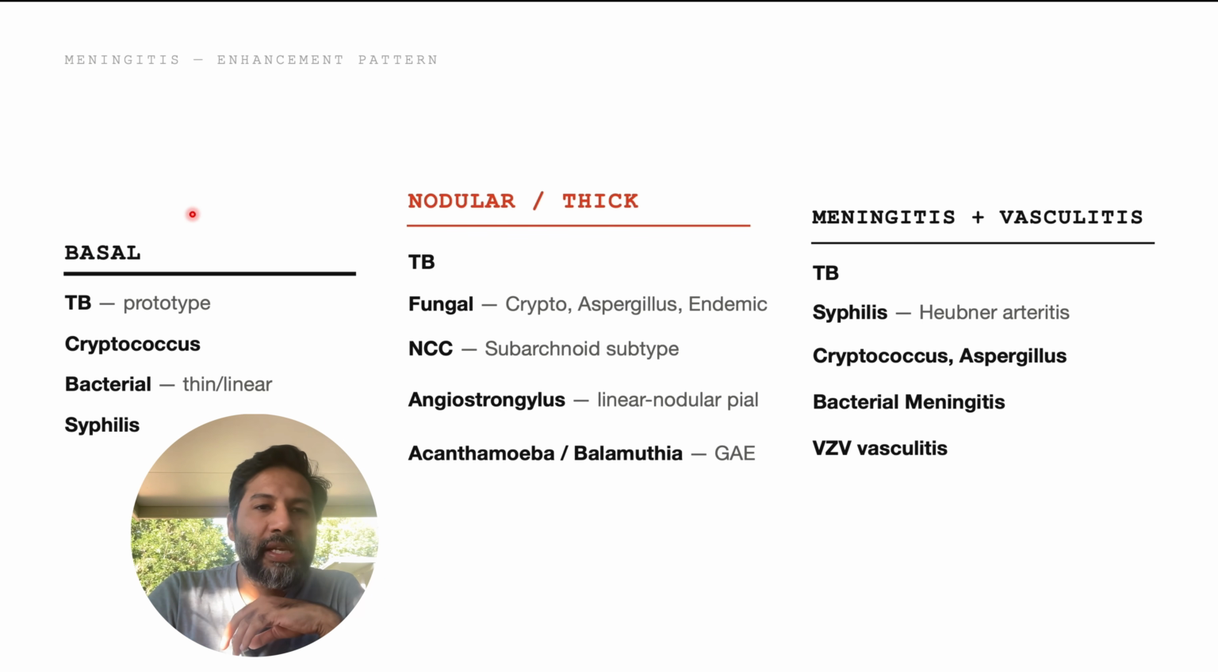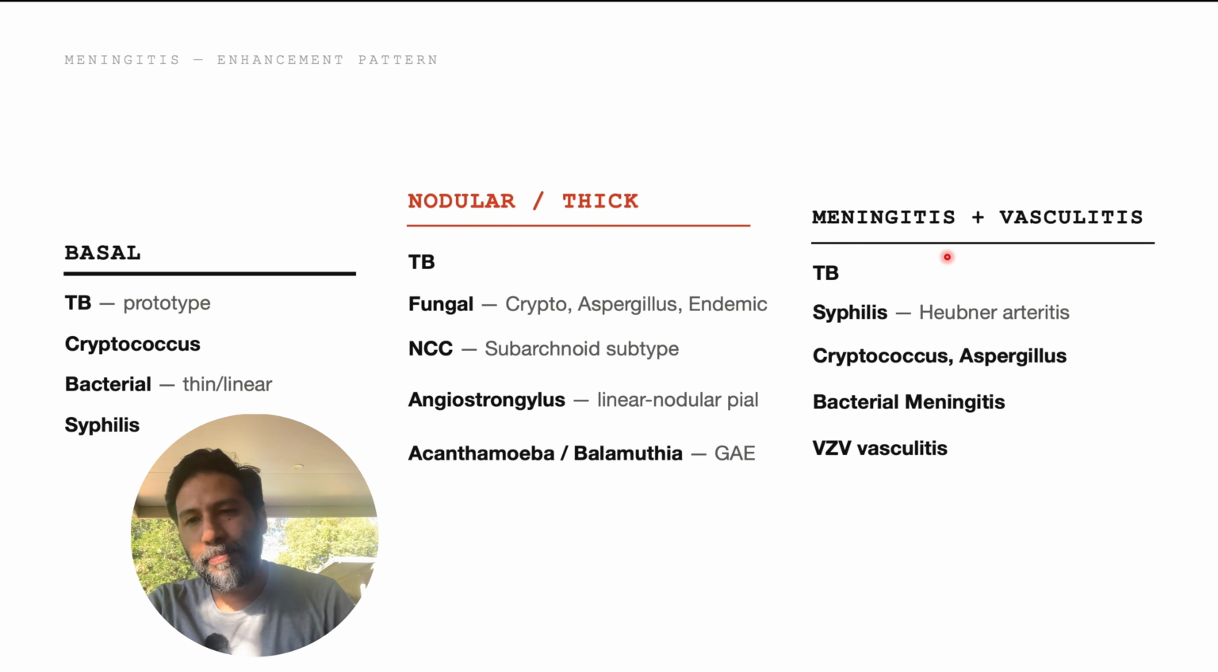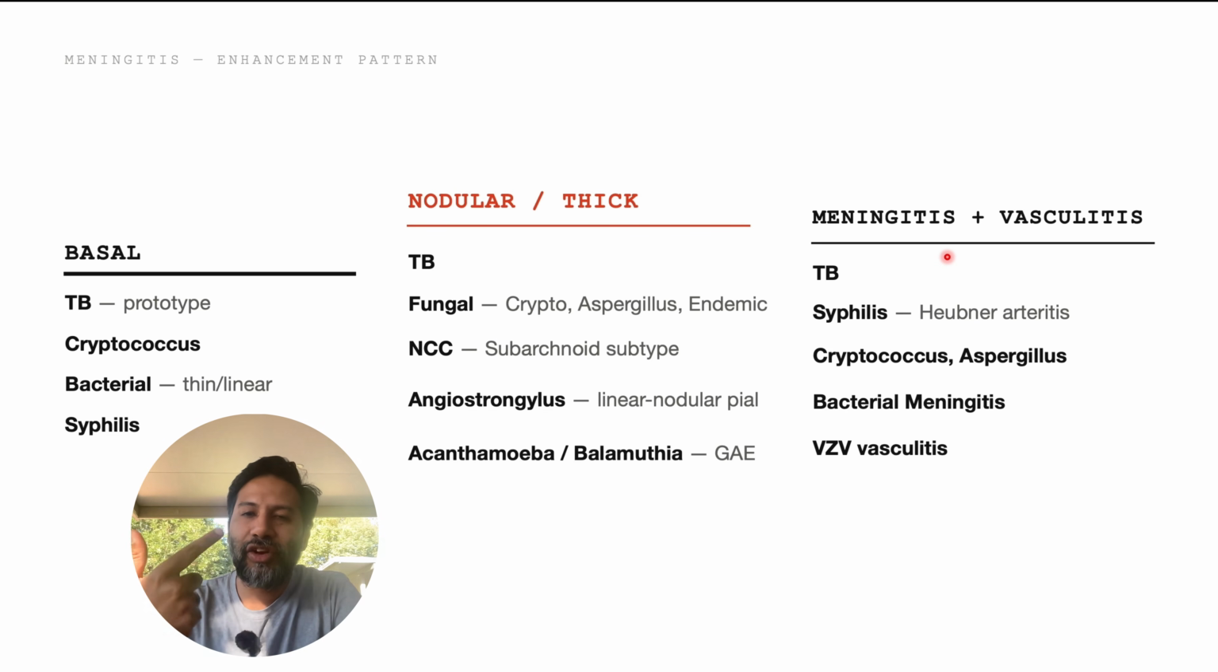And so we can look at basilar, we can look at nodular, and then finally I look to see if there's also a vasculitic component. Are the blood vessels getting inflamed because the blood vessels are running in that subarachnoid space? And we're causing inflammation of the blood vessels, causing a vasculitis.